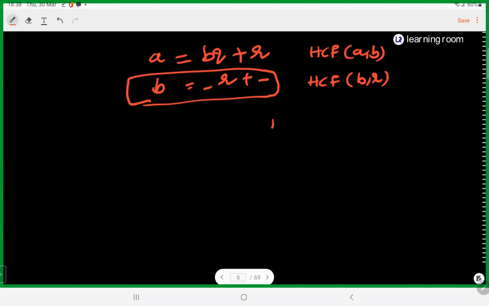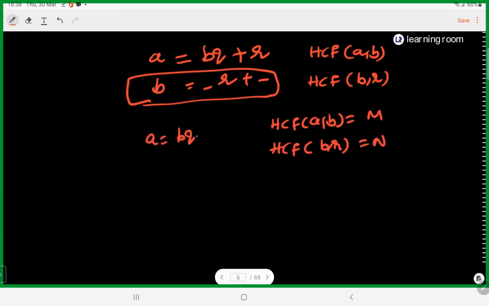So I am considering, let's say, HCF of A comma B equal to some M. HCF of B comma R is equal to some N. Now I need to show that M is equal to N, right? So let's consider A equal to BQ plus R. Now I am dividing this equation by M. Then A by M equals BQ plus R by M. So now I can split this equation, no? BQ by M plus R by M.